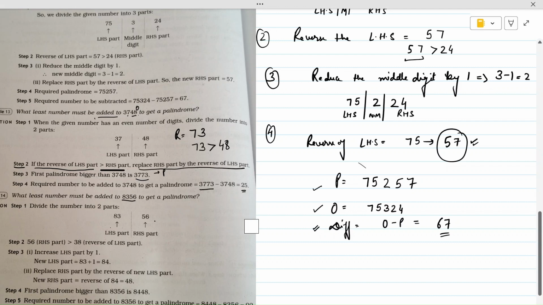So how can we proceed in this case? Same thing. We will increase the LHS by 1. So if we are going to increase the LHS by 1, this will become 84. Okay. So the new LHS will be 84. Here it was 56. Again, what are we going to do? We are going to take its reverse, right? So the reverse of 84 is 48. Can we take this reverse this time?